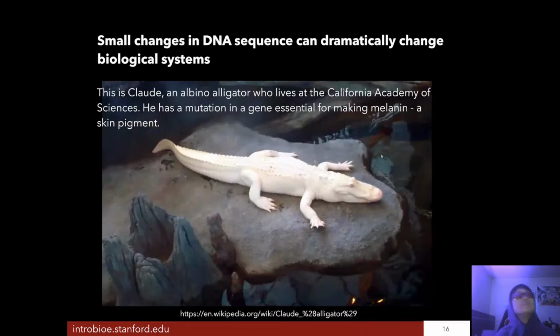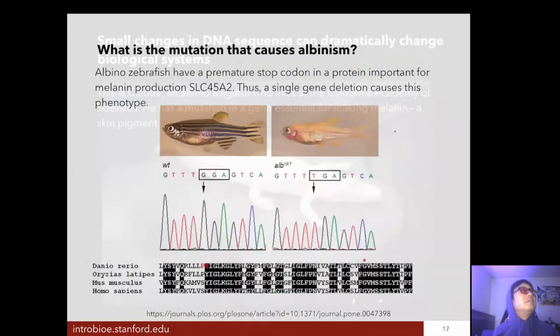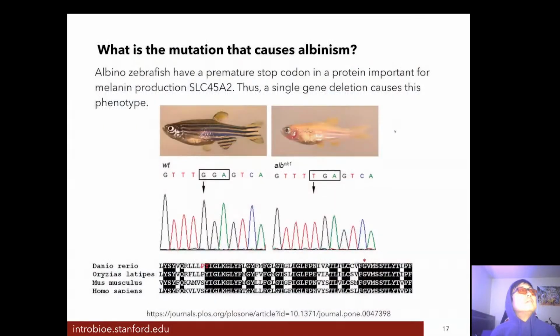Okay. So small changes in DNA sequence can dramatically change the phenotype of a biological system. This is Claude. This is an albino alligator who lives at the California Academy of Sciences. I've seen him. He's really cute. He has a mutation in a gene that's essential for making melanin, which is a pigment that would usually make Claude a kind of darker brown color. But because he's missing that pigment, he's this nice, intensely white alligator. He's albino. So what is the mutation that causes albinism?